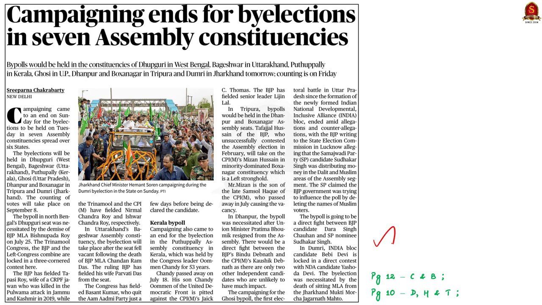Look at this article here. Tomorrow, by-elections are going to be held in 7 assembly constituencies that spread over 6 states such as West Bengal, Uttarakhand, Kerala, Uttar Pradesh, Tripura and Jharkhand. The election campaign in the 7 assembly constituencies came to an end yesterday. The news article further states that the counting of the votes will take place on September 8. This is all about the news article.